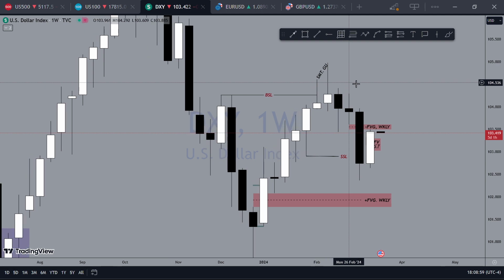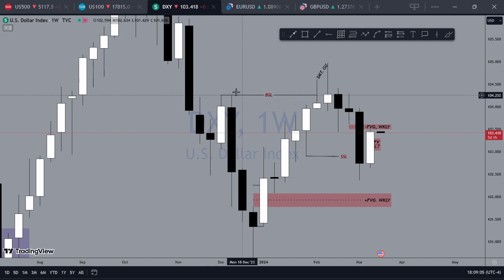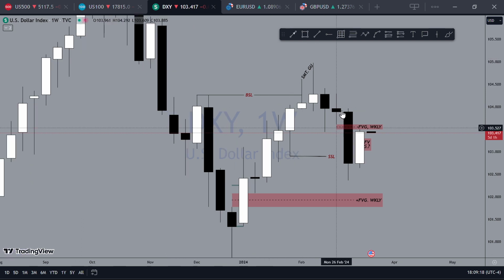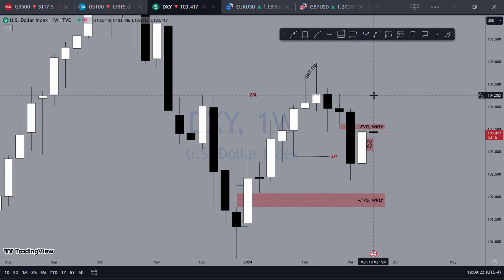This is the dollar index on the weekly chart, and we can see that price had a sweep on these equal highs as buy side liquidity, filled this imbalance, and also tapped into this weekly bearish order block. We can see that ever since, price has been selling aggressively, right? So price moved from internal liquidity to external liquidity, and then from external liquidity to internal liquidity, right?